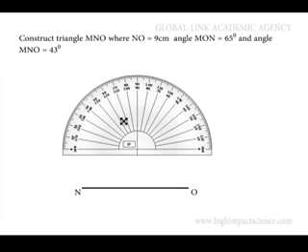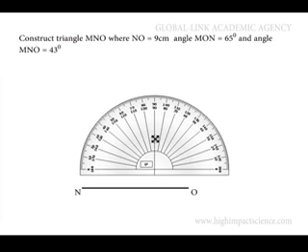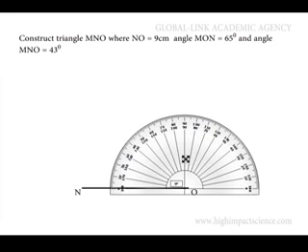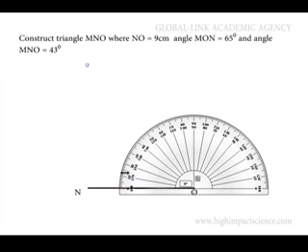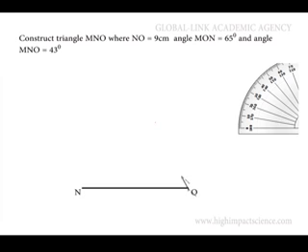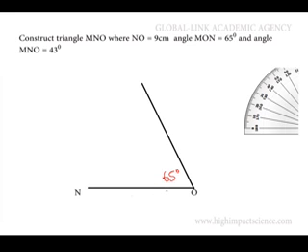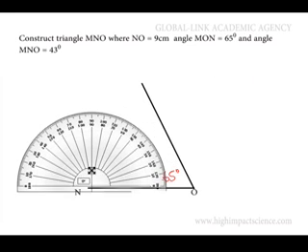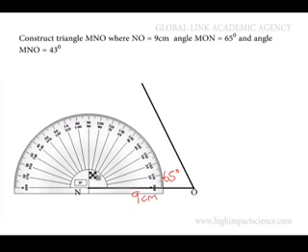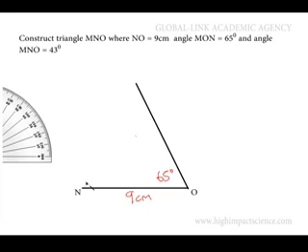So at O, we measure 65 degrees. Protractor on the line. 65 degrees is here. We draw that line. So M lies anywhere on that line. Next, at N, we measure 43 degrees. Here. Draw that line. And there you have point M.